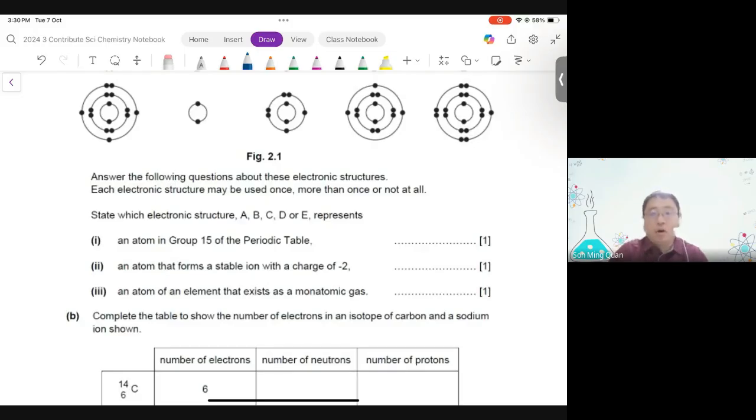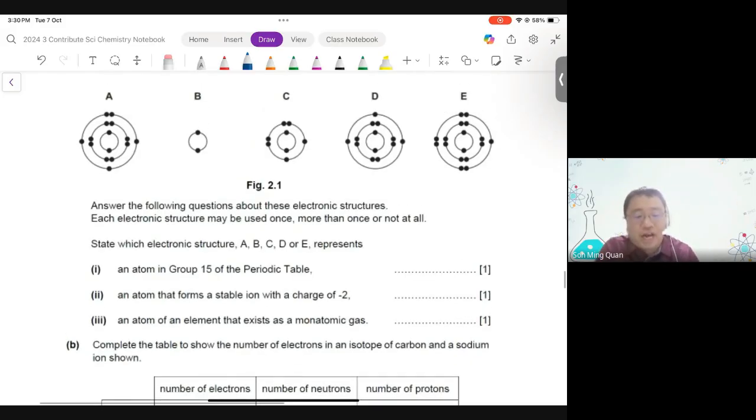Okay, so I hope you use some of the skills that I have taught just now. But you see the electronic configuration, try to write it out. Then from the electronic configuration written, try to figure out what element this is, right? If you have figured out what element this is, honestly, the chances of you getting these wrong is very, very low.